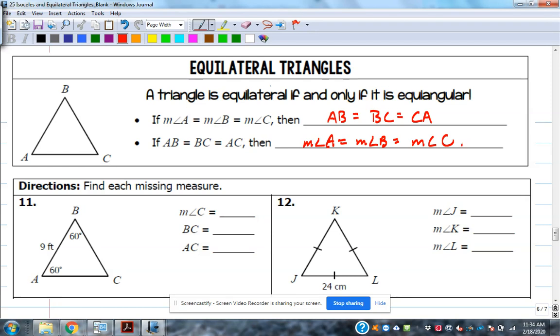What do we know about the measure of angle C in number 11? 60. Is that the case for every equilateral triangle? Yes. Every equiangular triangle, are the angles always 60? Yes, they have to be. The only way that three angles could add up to be 180 and they all be the same would be if they're 60.